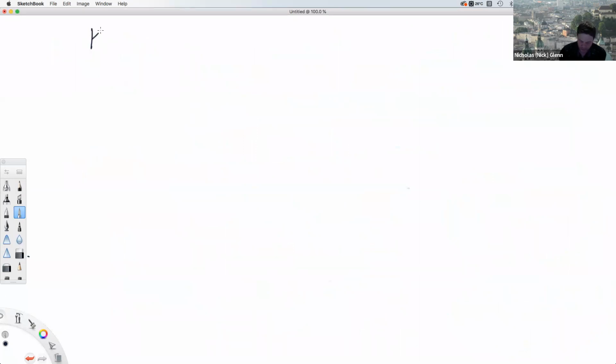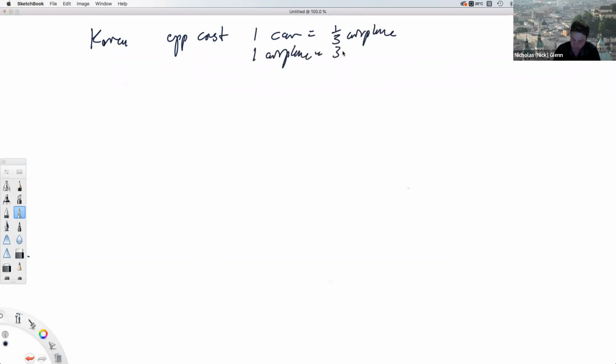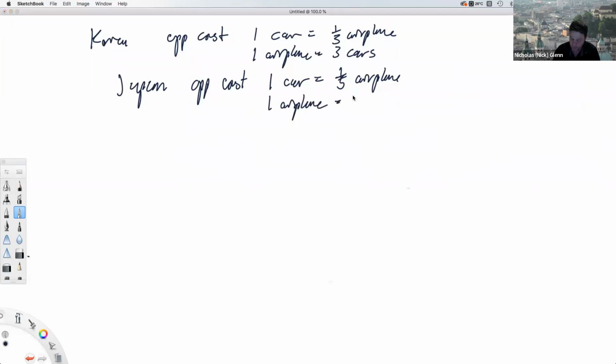So let's write down for Korea. Opportunity cost, one car equals 1/3 of an airplane. One airplane equals 3 cars. What about Japan? One car is 1/5 of an airplane. One airplane is 5 cars.